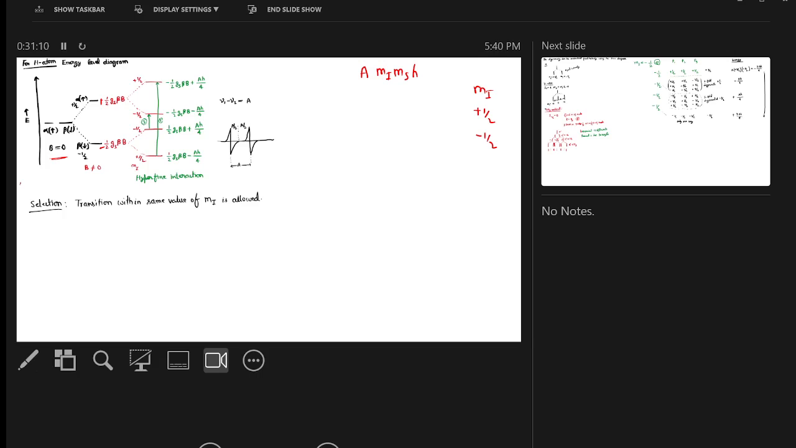Let's consider this case. The energy of this beta is 1 by 2 gs beta. I'm substituting mu B by beta, you can use the same. And there will be some additional term because of this hyperfine interaction. It will be A H by 4. Similarly, you can see that because of this additional term, the energy is decreasing.